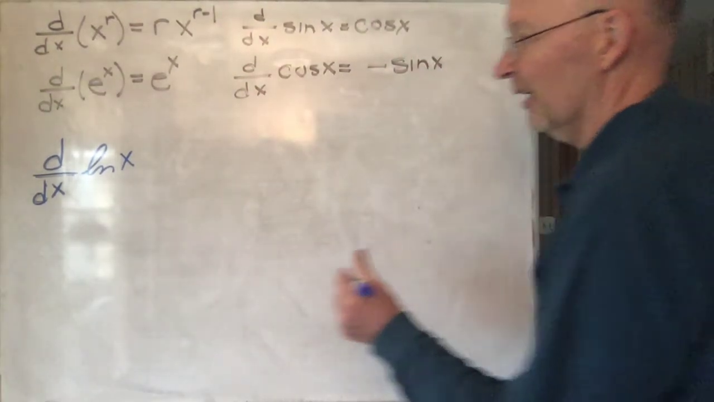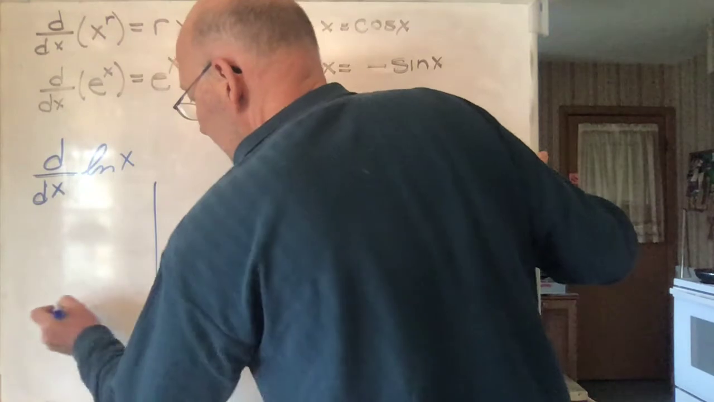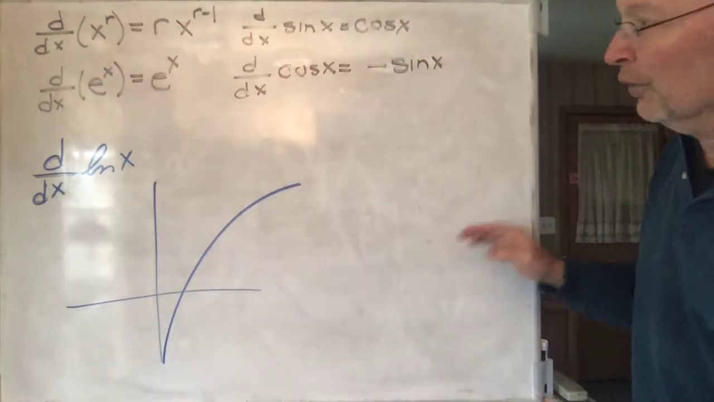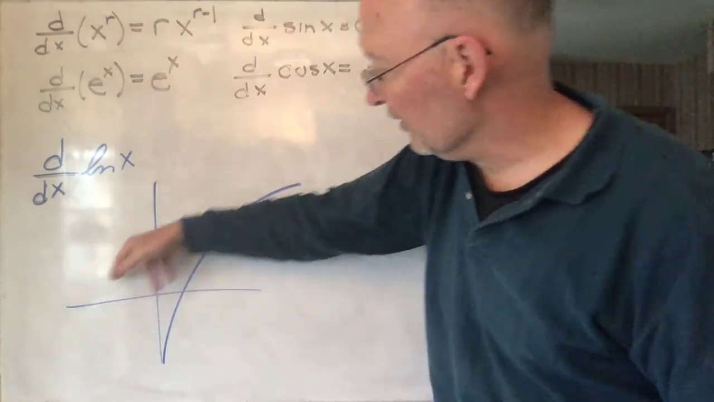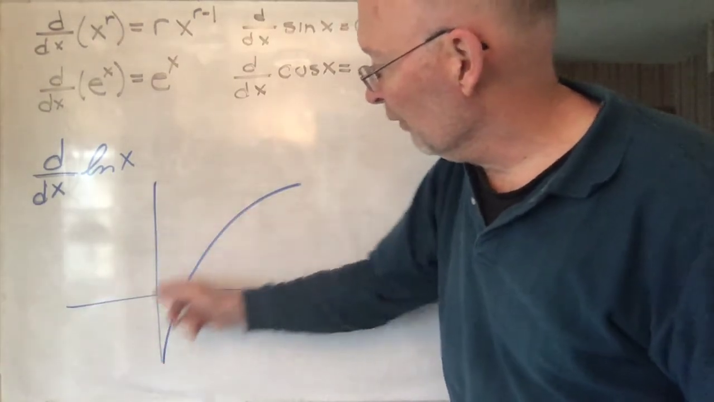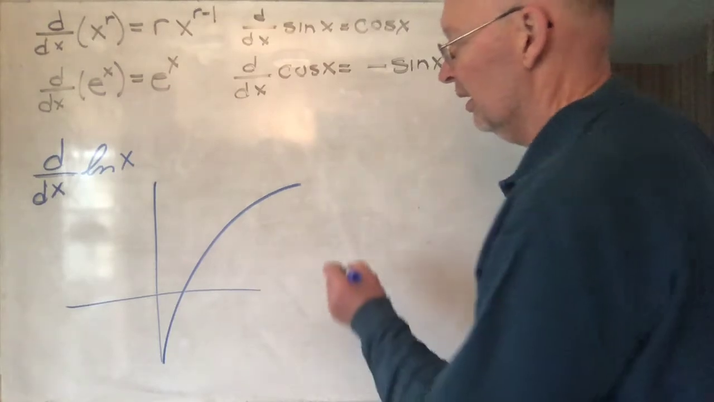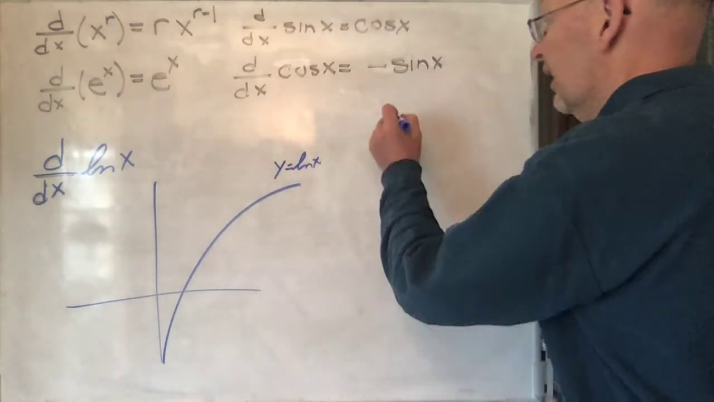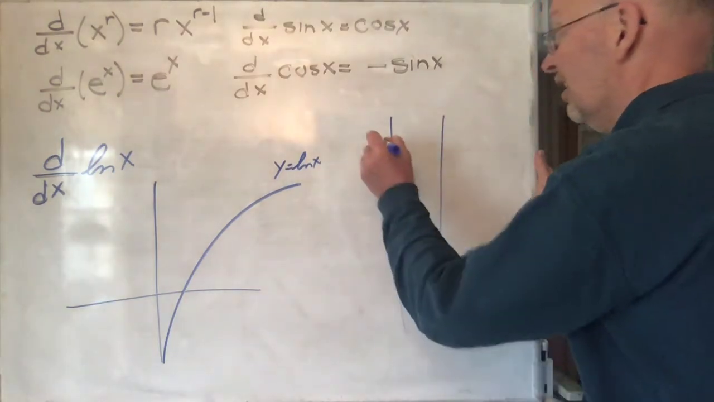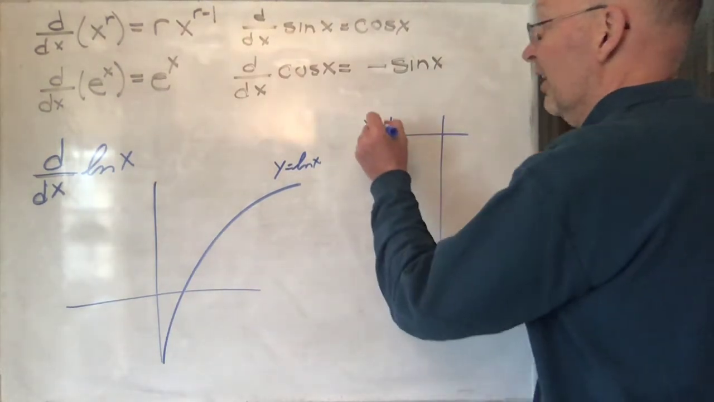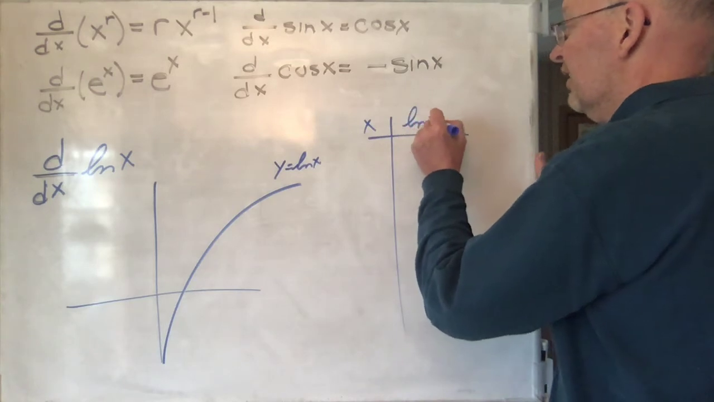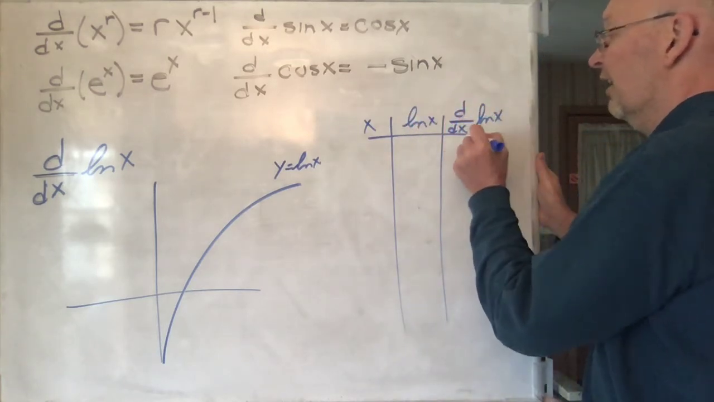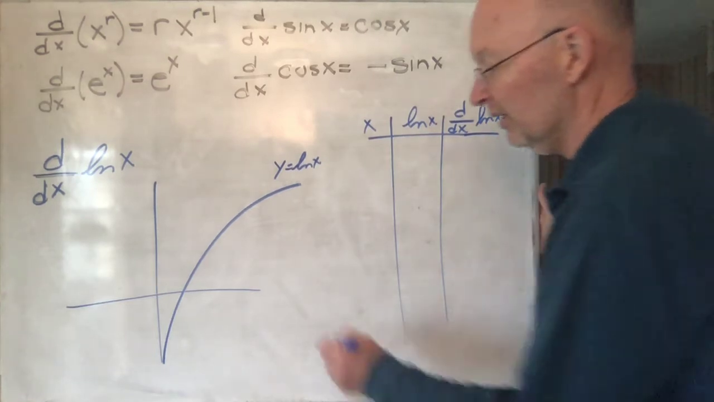Well, let's do the same thing. First of all, here's the graph of the ln. It's the inverse of the e to the x. You recall, e to the x looks like this. So if you flip it over the line y equals x, here's the graph y equals ln of x. And again, if you do the same thing, here's x, here's the ln of x, and here's the derivative of the ln of x. So choose a point.